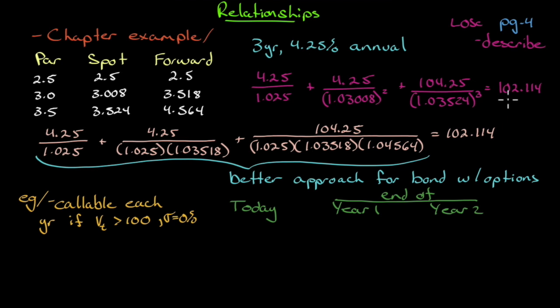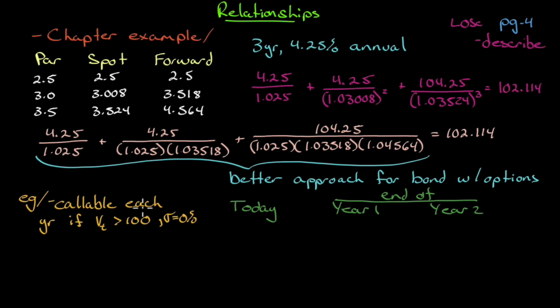If you'll recall, in the last chapter, the trees that we built had nodes centered around the forward rates. So using the forward rates, using this lower methodology here, is a better approach for bonds with options, which is the approach we'll be using, because we'll be using the tree. When we're using the tree to discount the cash flows, we know that we're using rates that are centered on the forward rate, not on the spot rate.